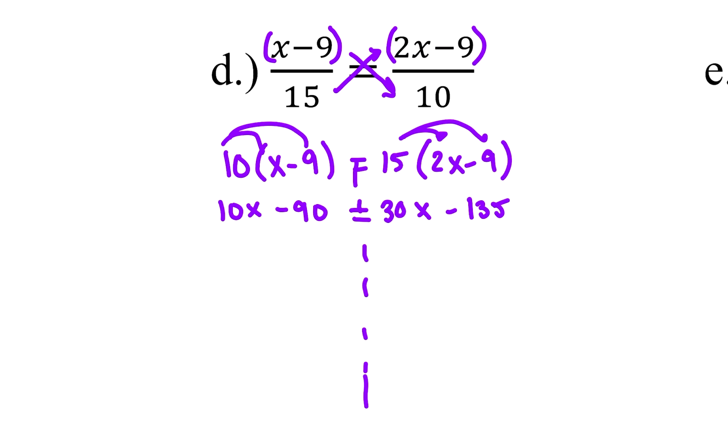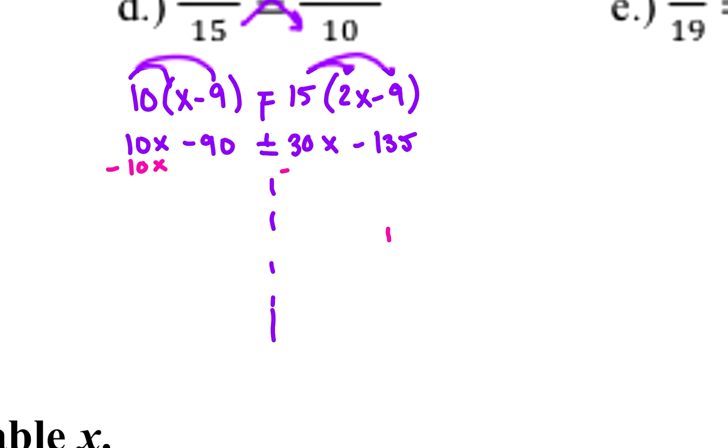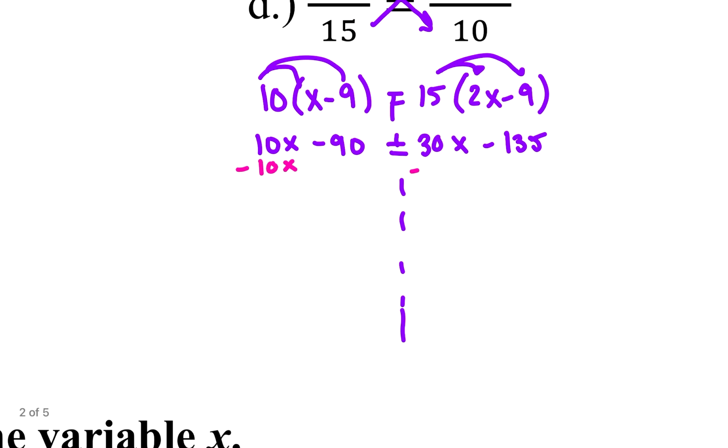All right, now I can go ahead and solve this. So I've got x's on both sides. It does create an extra step here. You always get rid of the smaller x first, so I'm going to get rid of the 10x on both sides by subtracting it. Sorry, I didn't mean to do that.